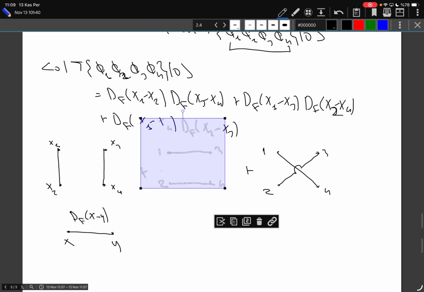Let's go on. Is there any difference between those diagrams and writing this with a tilde, right?